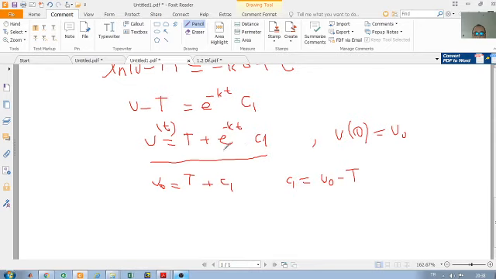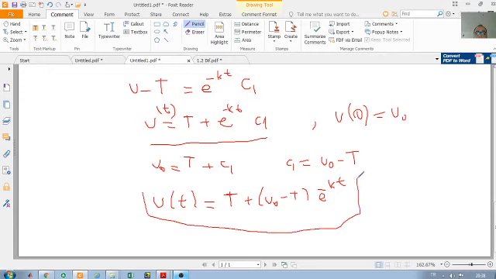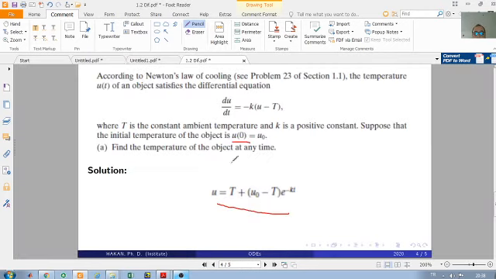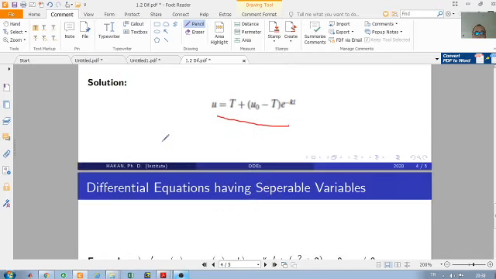Writing this into the solution, we obtain exactly the solution of the differential equation, which states the temperature of the object. So we have T plus this constant c1, which is u0 minus capital T times e to the power minus k times the independent variable. Okay, this is the solution of the differential equation given in the example. Also, you can see here, this represents the temperature of the object at any time after solving the differential equation.